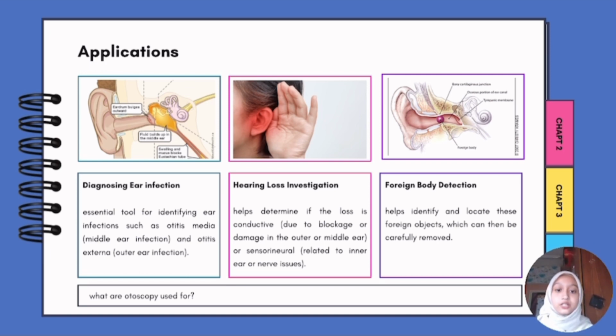And lastly, the third application is foreign body detection. Children often insert objects into their ears, which can cause pain, infection, and hearing issues. Otoscopy helps identify and locate these foreign objects, which can then be carefully removed. This is crucial to avoid potential damage to the ear canal or eardrums during removal. In adults, foreign bodies like insects or cotton swabs can also be detected and managed appropriately through otoscopy.